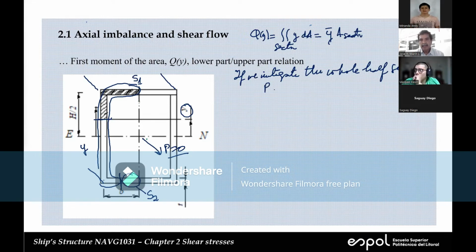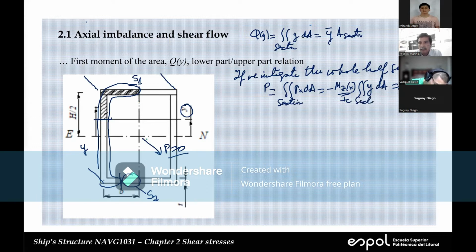So we can say that P is equal to the integration of sigma x dA, and this is equal to minus Mz divided by I sub c, the integral of y dA, and this has to be zero. So if we integrate over the whole section, the integration has to give us zero. Of course, the bending moment and the inertia are not zero. So we have to be certain that this integration over the whole section has to be zero.